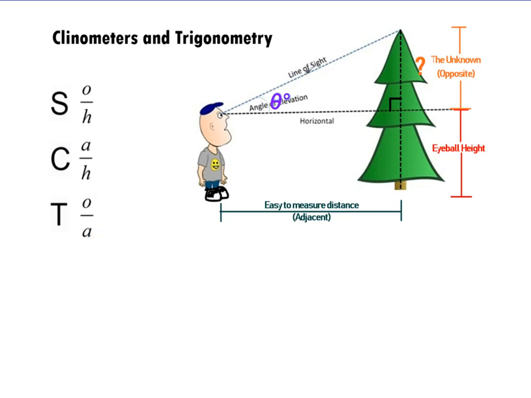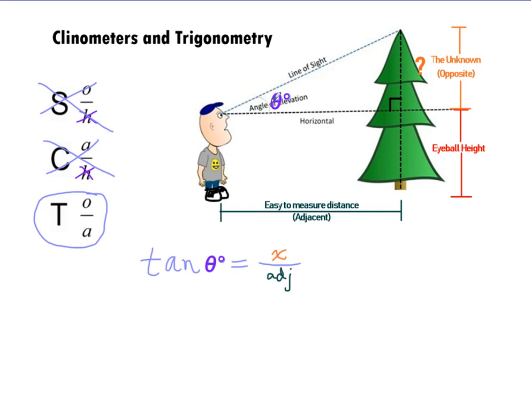And it looks like the line of sight is not going to be measurable, so we have no hypotenuse. Cancel out the hypotenuses, and that means no SOH, no CAH. This is a TOA problem, okay? The tangent of this angle is going to be equal to the opposite that we do not know, that's x, divided by the adjacent that we measured, this distance right here. Once I solve for x, it's being divided by the adjacent, so if I multiply both sides, I get x by itself. In other words, x is equal to the adjacent times the tangent of the angle.